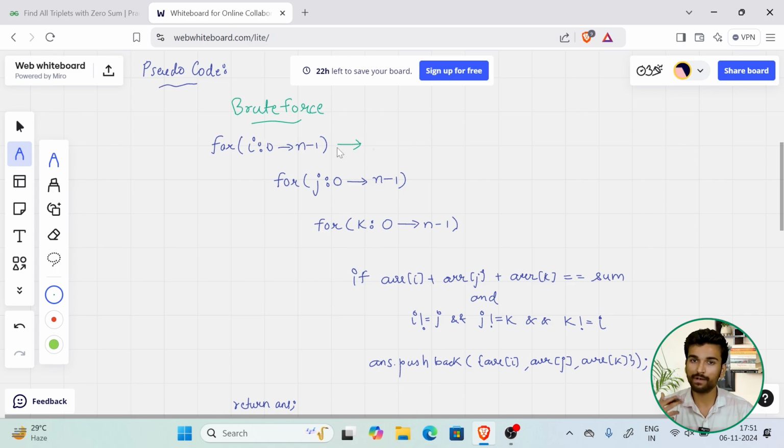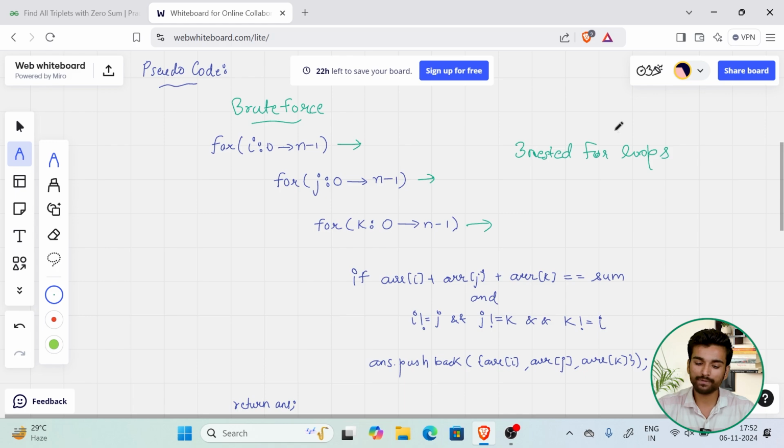Then inside this we have another for loop, that is for j. j is also running from 0 to n, and inside this we have another for loop, that is k, that is also running from 0 to n minus 1. So basically we have three nested for loops here, and by using these three nested for loops, we will be able to generate all the possible combinations of triplets, that is i, j, k.